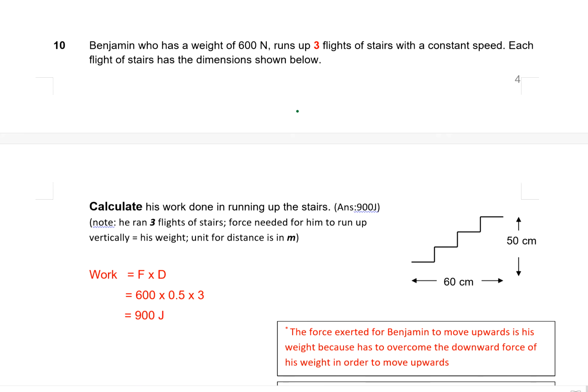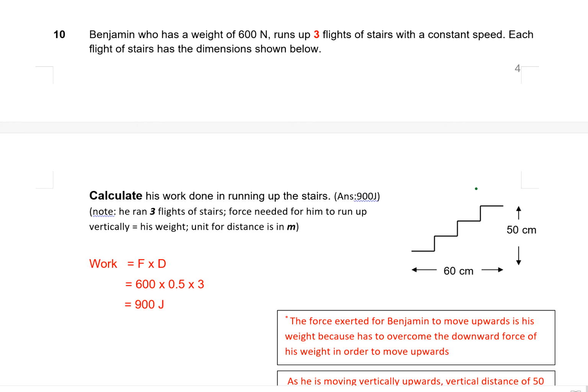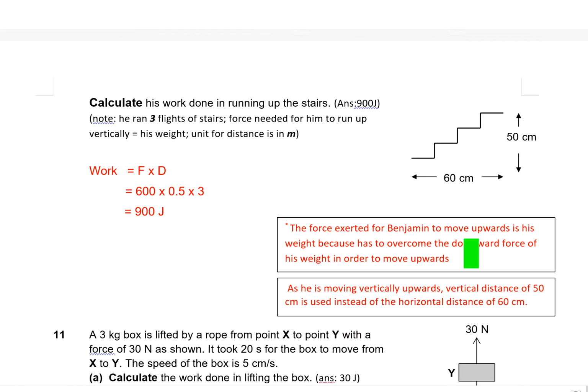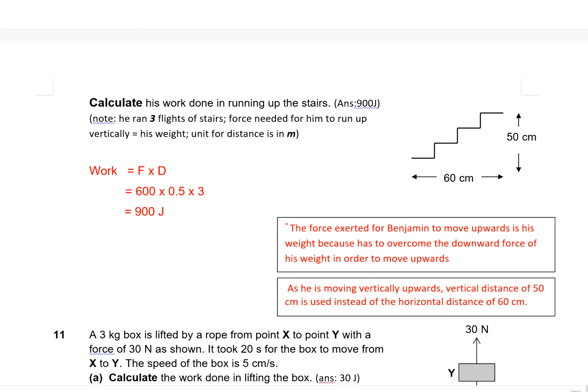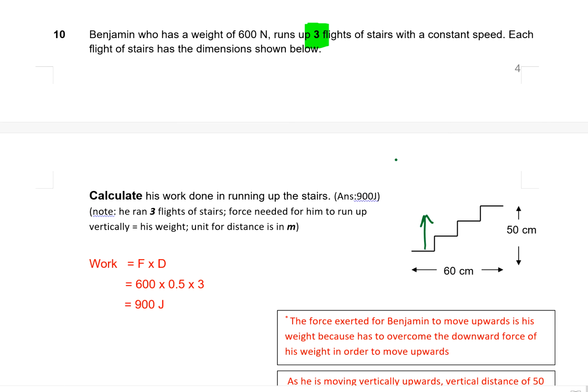Question 10, Benjamin running up 3 flights of steps. Again, this is to test if you are careful. The question says 3 flights of steps. This is 1 flight of step. Okay, the diagram, each flight of step has the dimensions shown below. So this is only 1 flight of step. And because you run up the stairs, right? So how much force do you need to go vertically up?